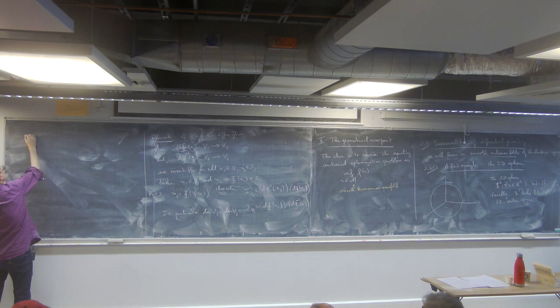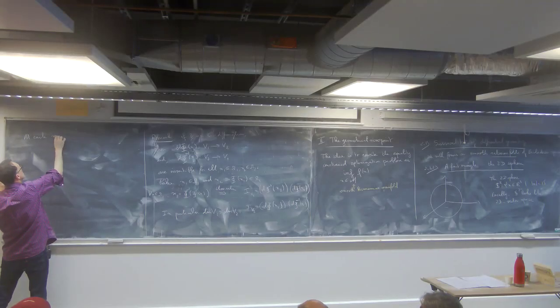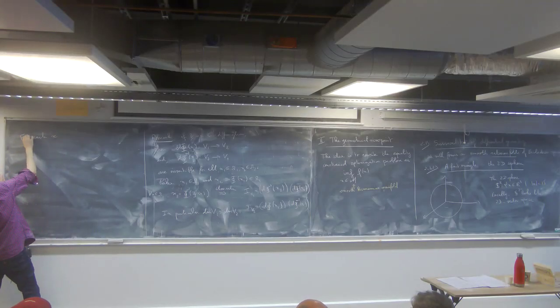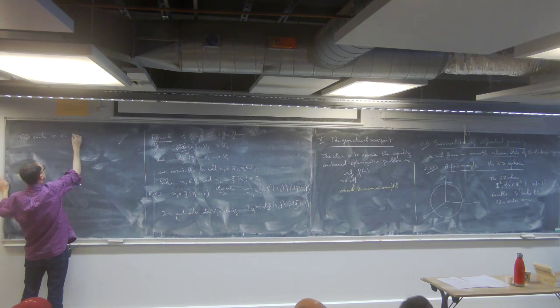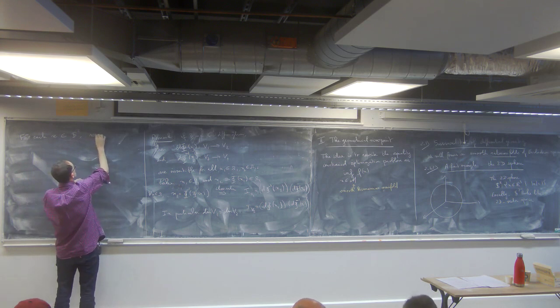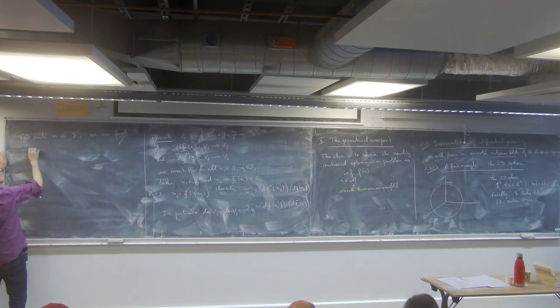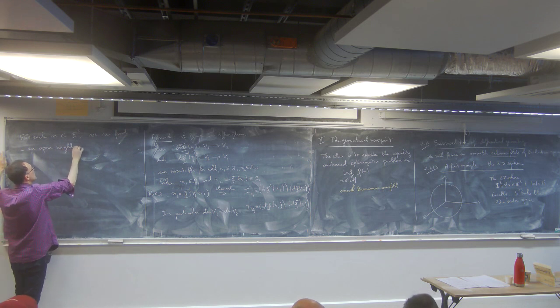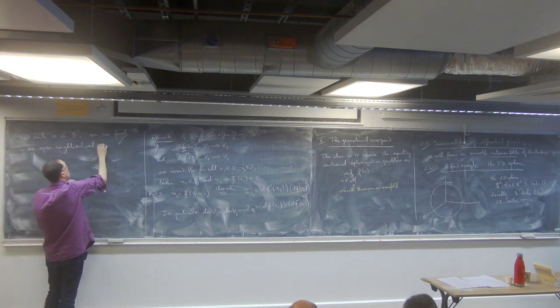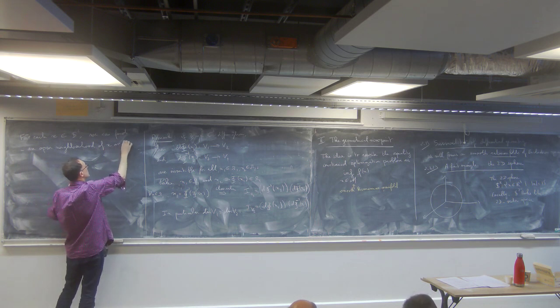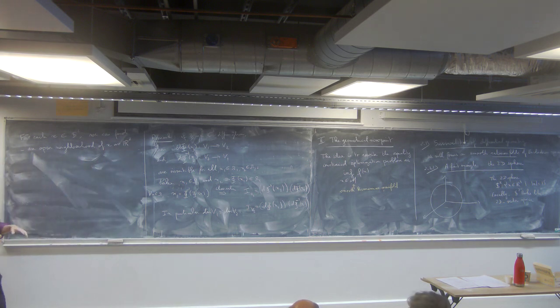And so at each x, for each x in these two, we can find an open neighborhood of x in R3. Okay, open neighborhood means an open set containing x.